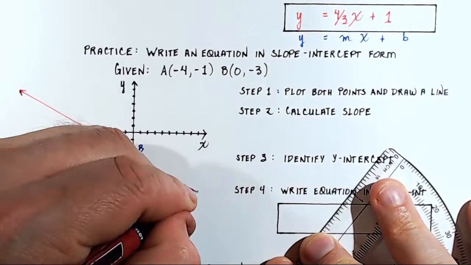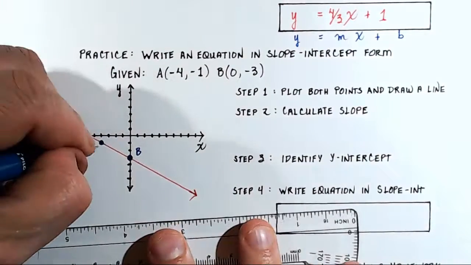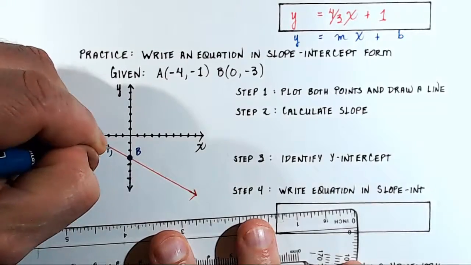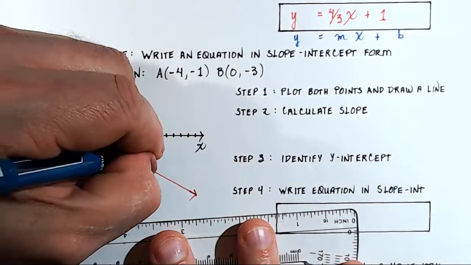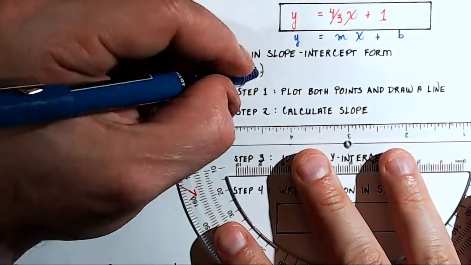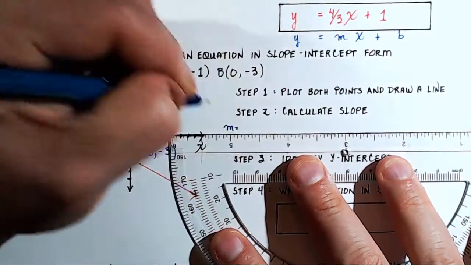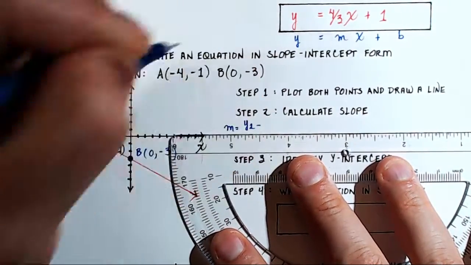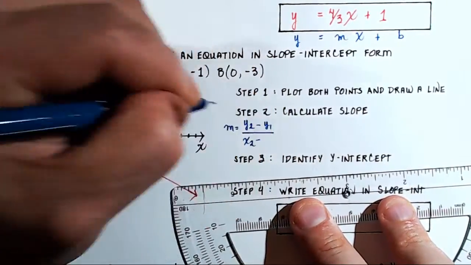Put some end caps on that. And let's go ahead and identify these coordinates. A was -4, -1, and B was 0, -3. All right, so now we're just back to what we were doing in the previous 2 examples. So now we have to calculate slope. And let's remember the slope formula, I'll write it here. m equals y2 minus y1 over x2 minus x1.